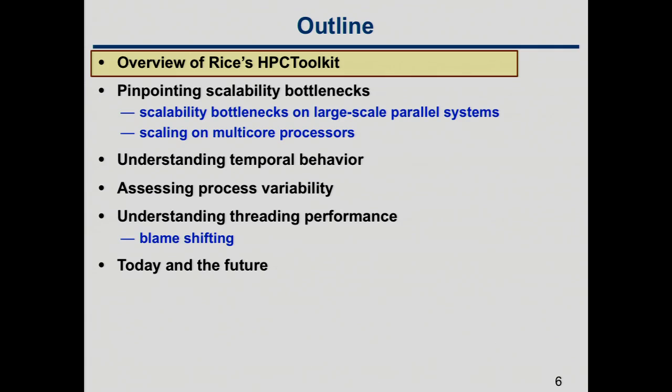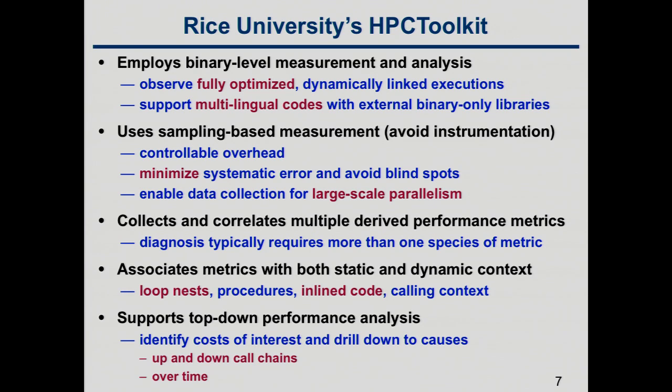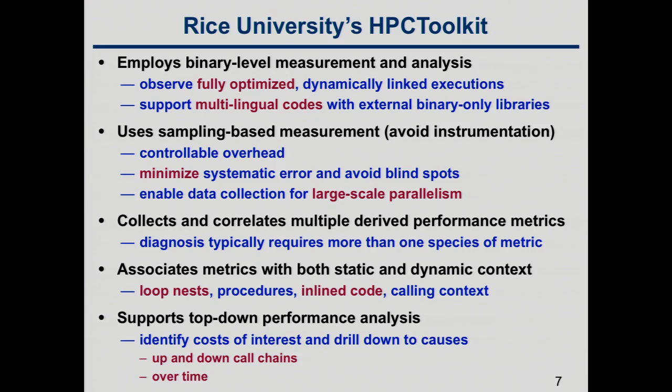And so now I'll start to tell you a little bit about HPCToolkit and how we approach these problems. And then I'll go through a couple of the capabilities of HPCToolkit. So what HPCToolkit does is it employs binary level measurement and analysis. And so you'll observe fully optimized applications. Often on clusters, they're going to be dynamically linked. For the supercomputers, most often you'll be statically linking all of the code together into one large executable. We'll support multilingual codes with external binary-only libraries.